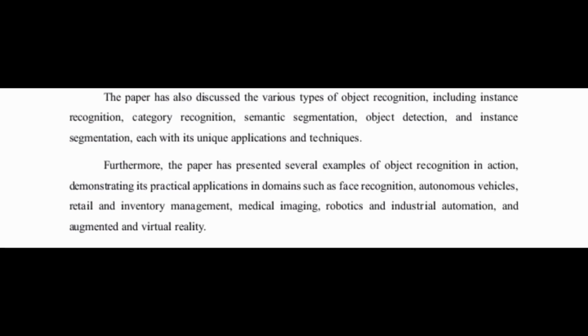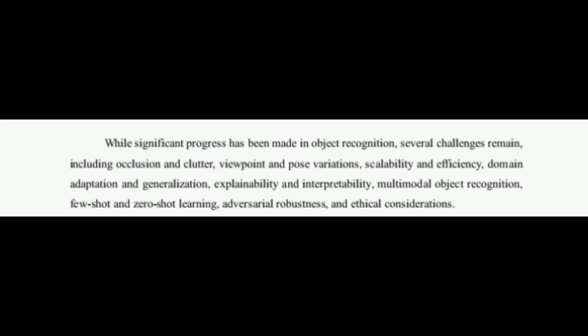Examples include occlusion and clutter, viewpoint and pose variation, scalability, domain adaptation and generalization, explainability, and robustness and ethical considerations. In areas such as computer vision, machine learning, computational resources, and ethical consideration, interdisciplinary collaboration and a holistic approach will be essential in developing more robust, efficient, and trustworthy object recognition systems.